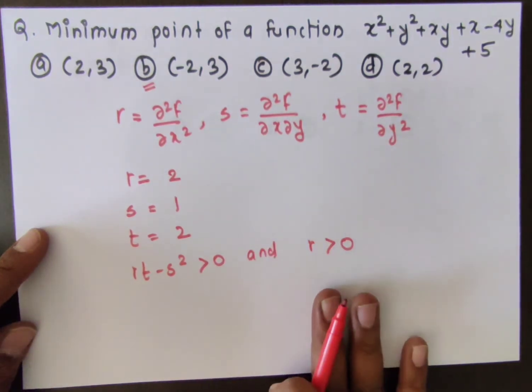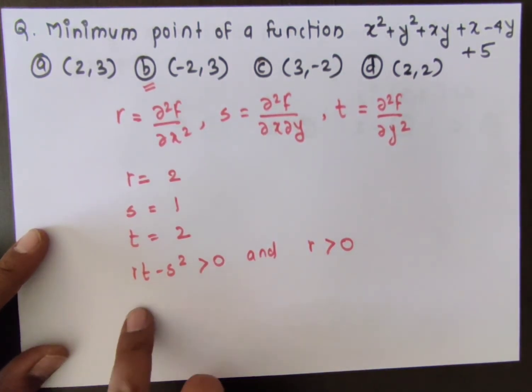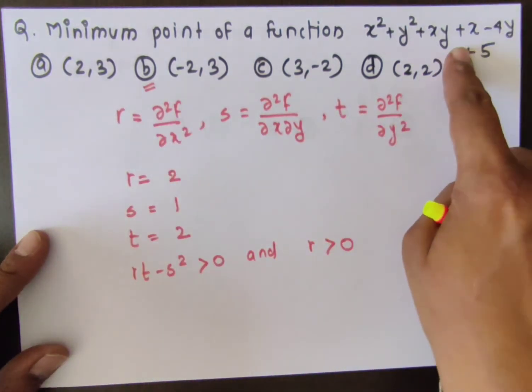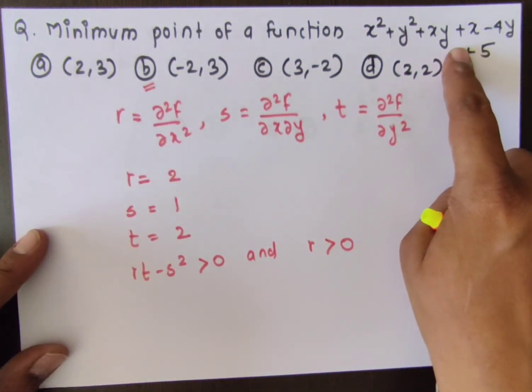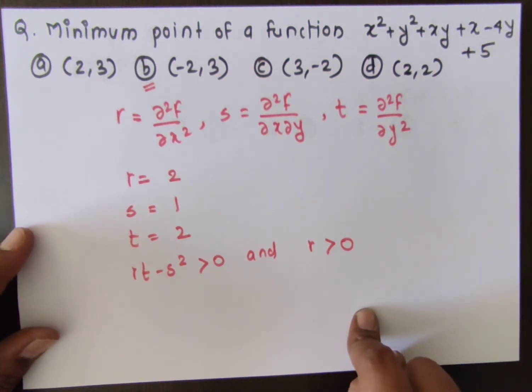Hope you understand this particular different type of question, because in this question rt minus s square is positive, r is positive for every value of x and y, that is any point, but that point has to be from the question, that is from the function. So that we have to check. Now hope you understand this. Now we go for the next type.